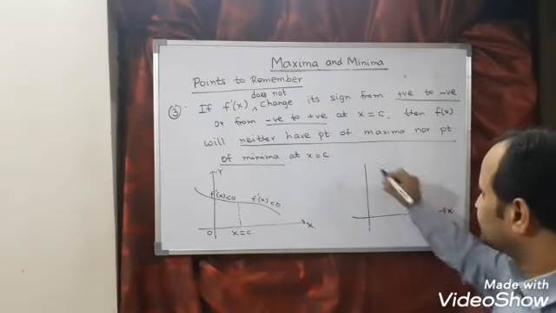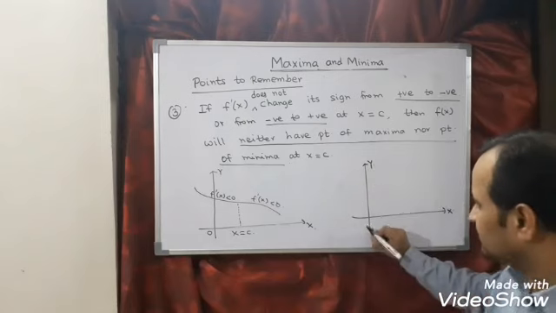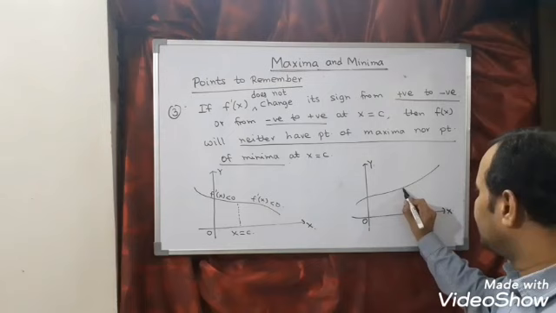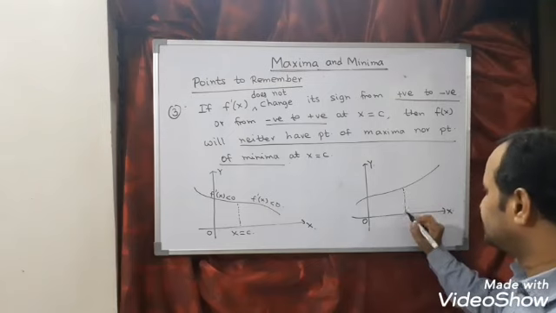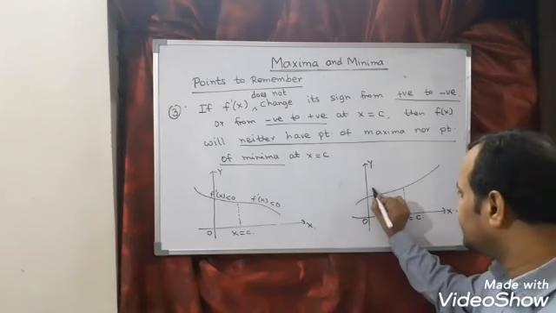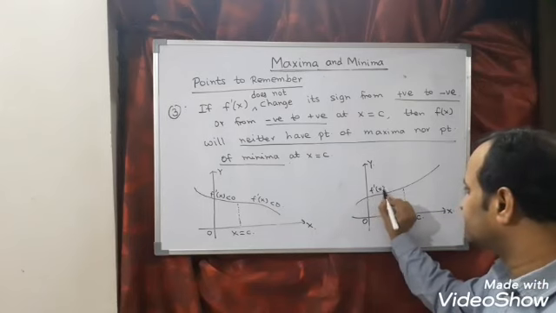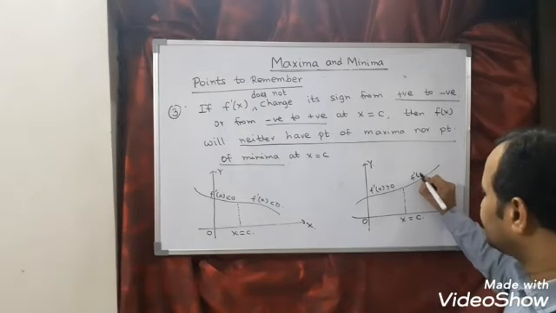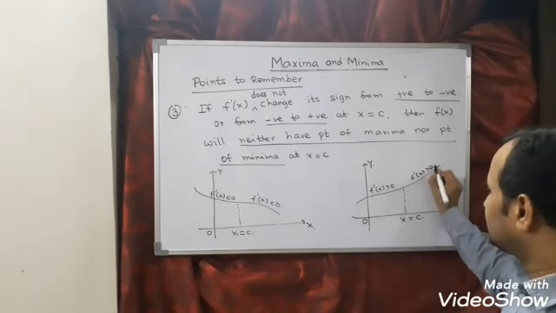Similarly, we can see this figure also. This is the x-axis, this is the y-axis. So here I have taken increasing, something like this, and let us take this point as x is equal to c. So before c it is increasing. Increasing means f dash x greater than 0, and after c again it is increasing, right?